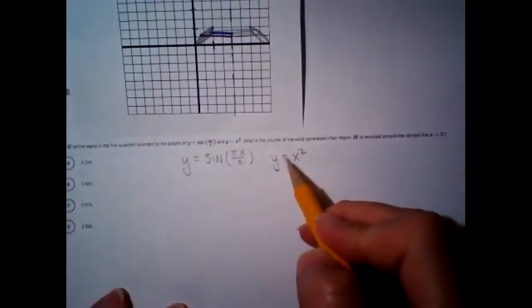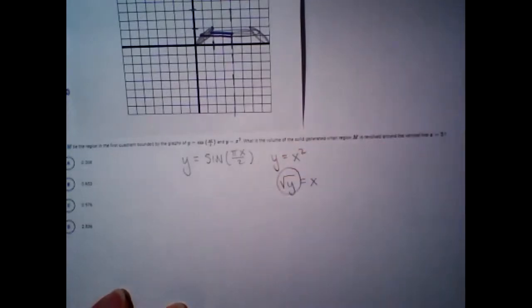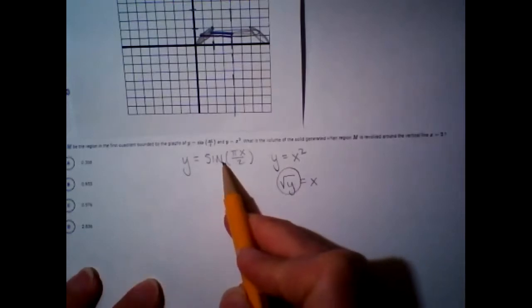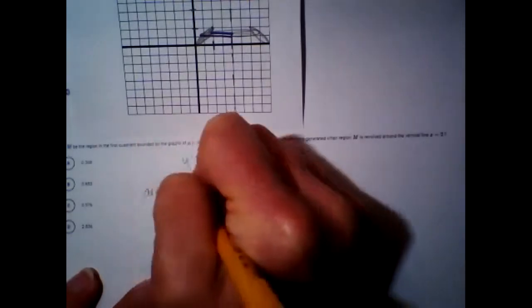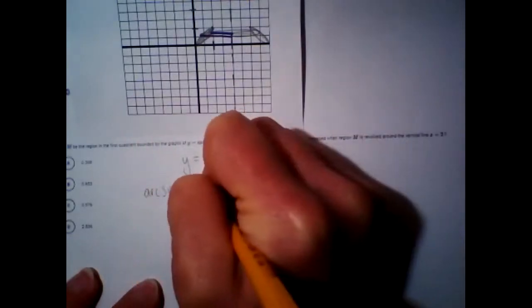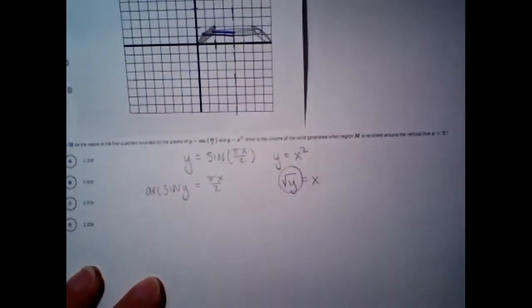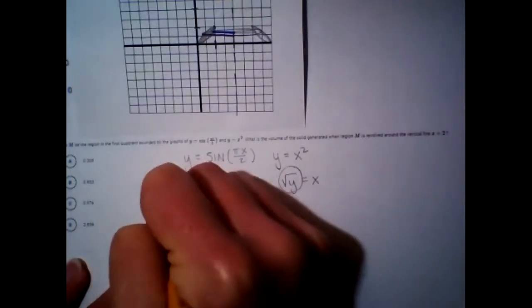This one's not going to be so bad. You would just square root. We would do square root of y for that one. This one, we're going to have to anti-sine. So it's going to be arc sine of y equals pi over 2 x. And then you have to cancel out the pi over 2. You would have to multiply both sides by 2 over pi.